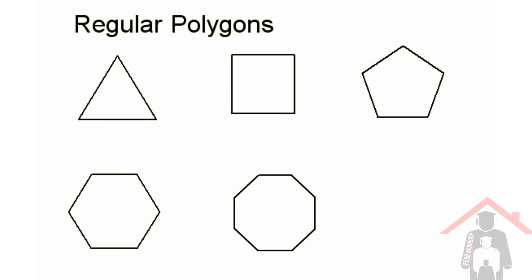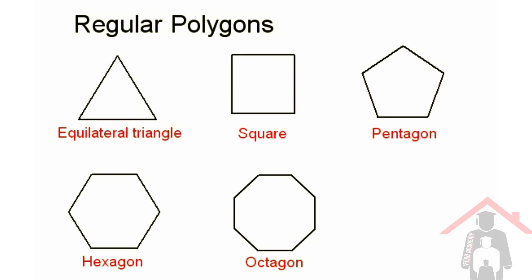These are all regular polygons. They have equal sides and equal angles. Press pause and write down the names of them. When you're ready to check your work, press play. We already know the first 2.